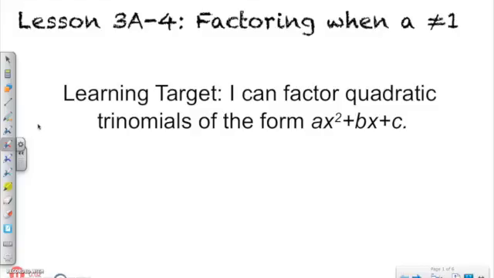Welcome to lesson 3A-4. In 3A-3 we looked at factoring when a was equal to 1. Today we're going to step things up a notch and look at factoring trinomials where a is not equal to 1. So our learning target is still that I can factor quadratic trinomials of the form ax squared plus bx plus c. The difference is that now, instead of a always being 1 and just having x squared as our leading term, we're going to start throwing some other numbers in there and see how that affects our factoring.